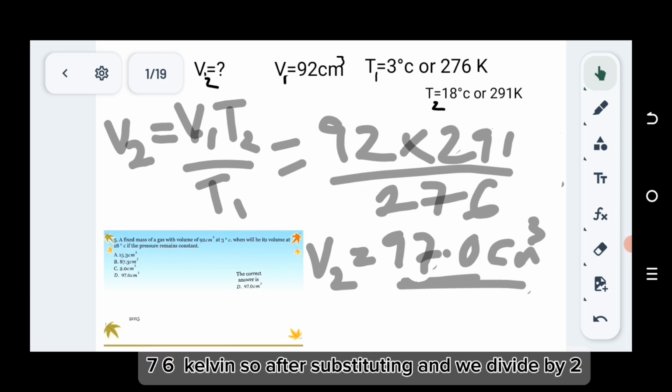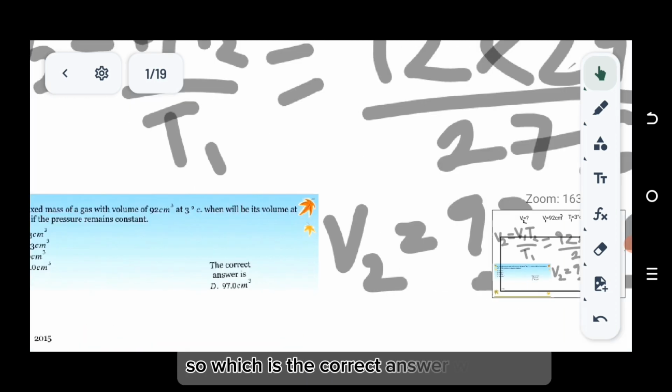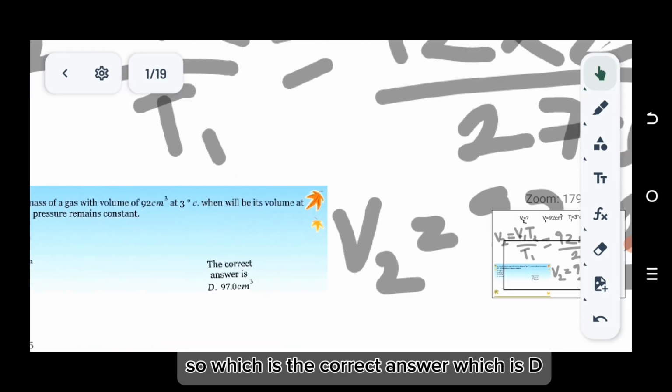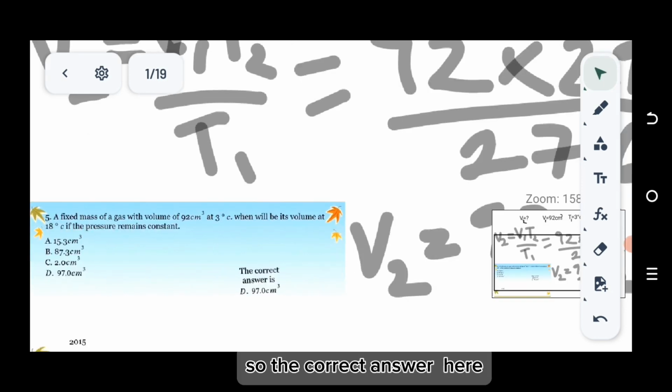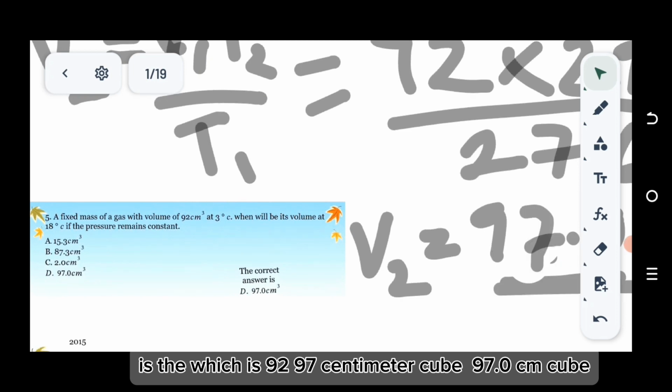So after substituting and we divide by 276, what we have left is 97.0 centimeter cube. So which is the correct answer, which is D. So the correct answer here is D, which is 97 centimeter cube, 97.0 centimeter cube.